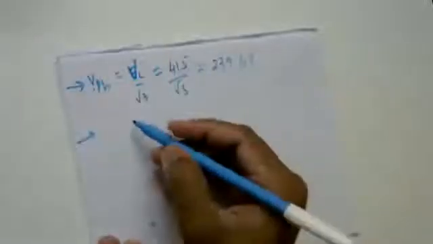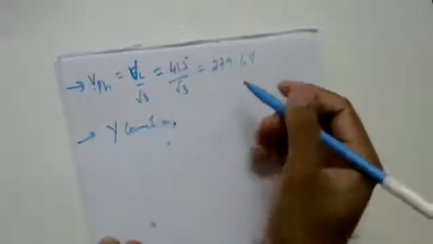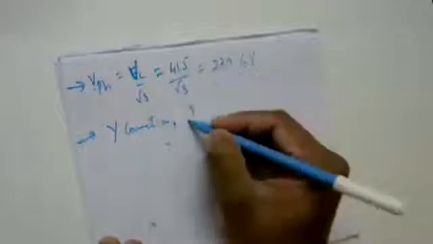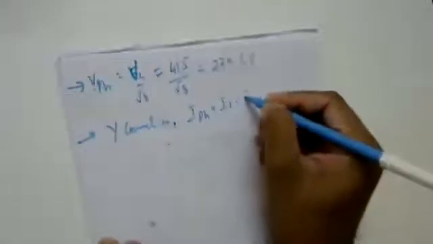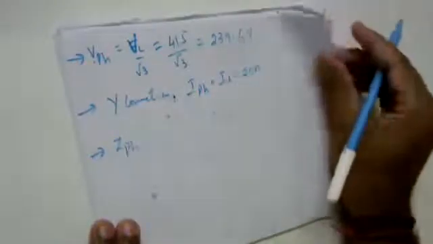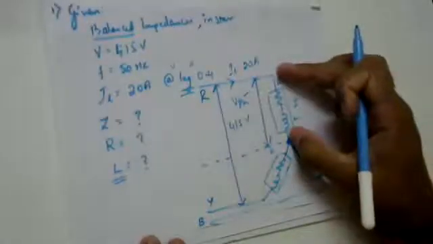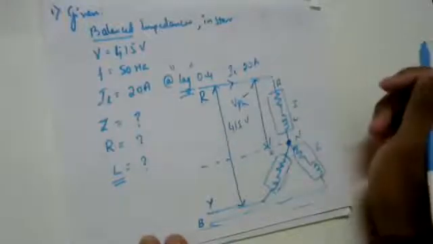Once you are able to compute the V phase, second, you know that since it is a star connection, we have derived the equation wherein our phase current is equal to the line current, which is nothing but the 20 amps he has given, right? Then I need to compute the impedance of the phase. So I am going to apply Ohm's law: V is equal to I into R, so when I want R, it is V divided by I.